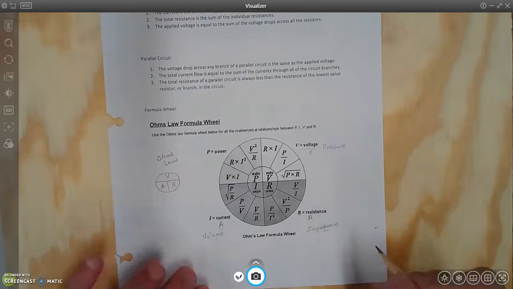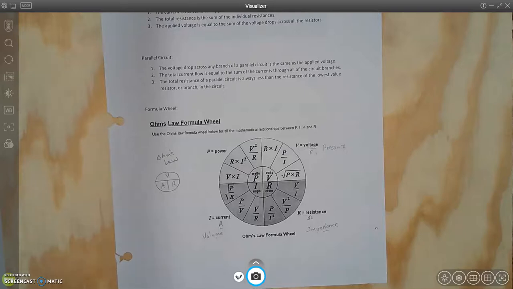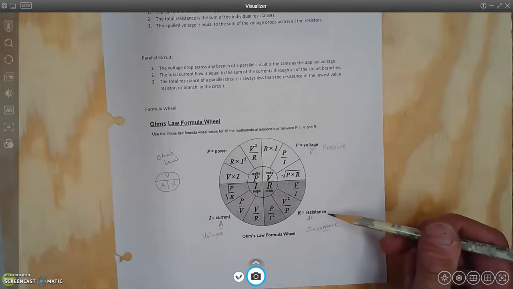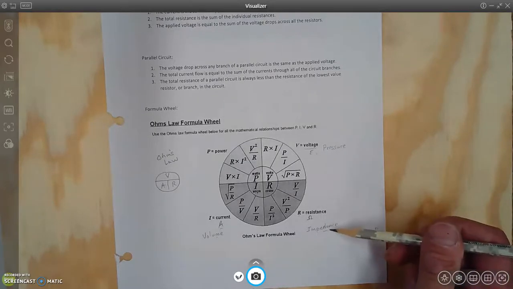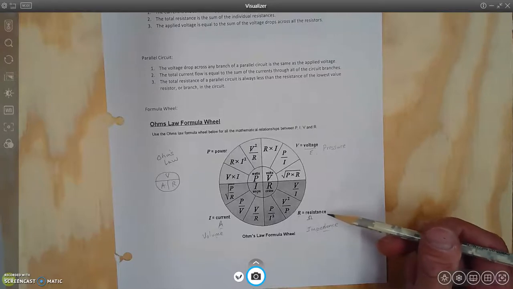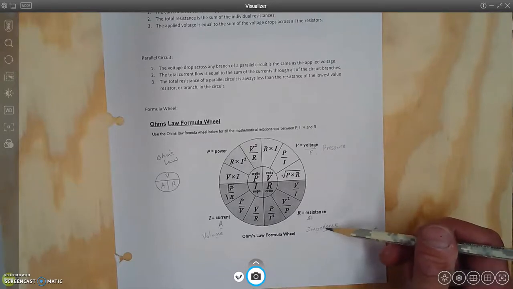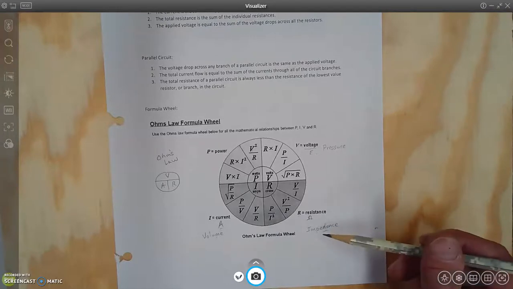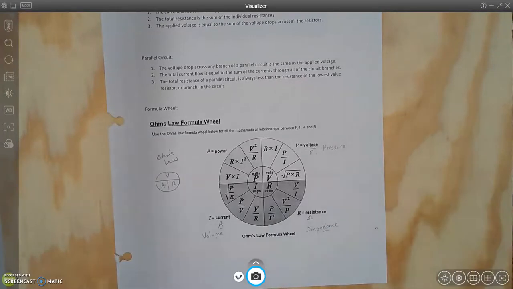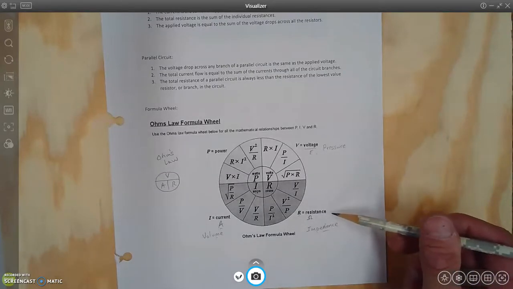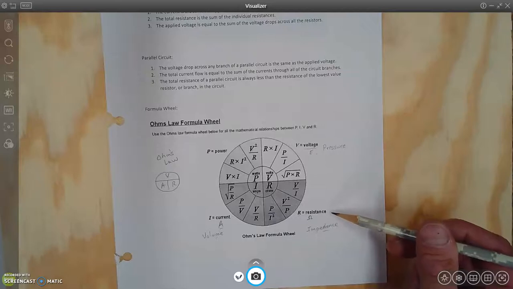So what it means to impede something: if I impede your progress, I get in your way. So resistance is anything in the path of the electricity that slows it down. It impedes its progress. Obviously, the material that you're pushing it through, the wires, has a certain amount of resistance. They do not conduct electricity perfectly.